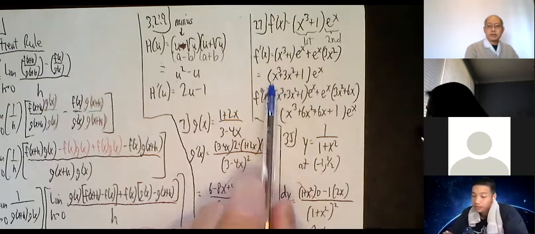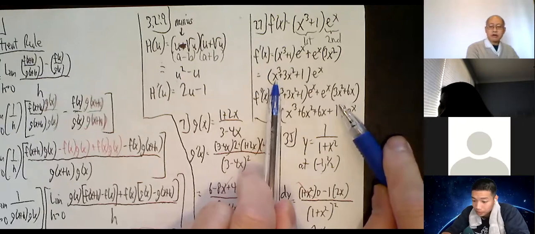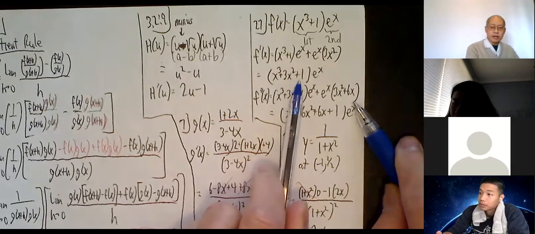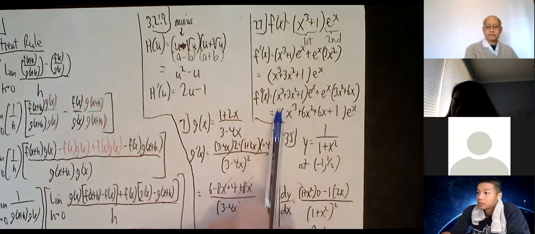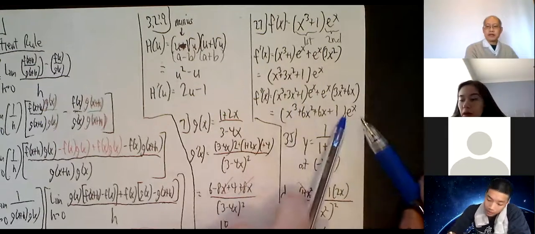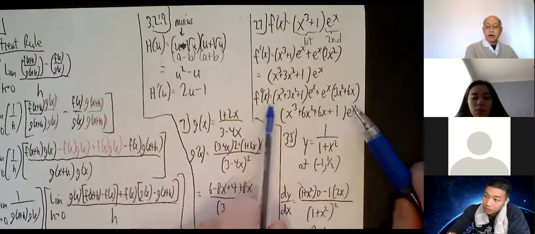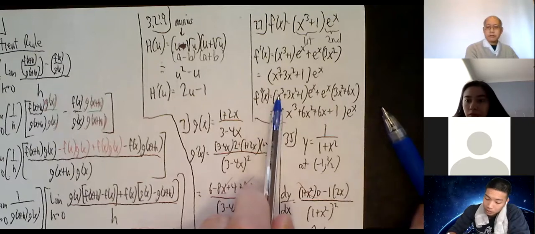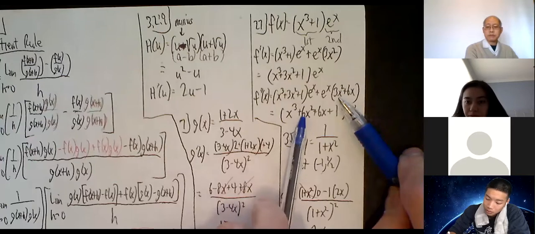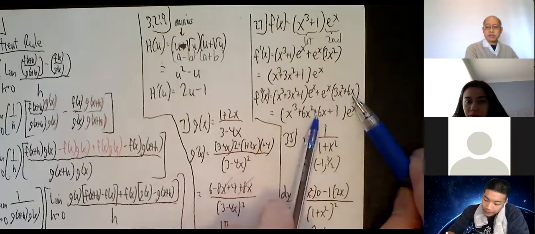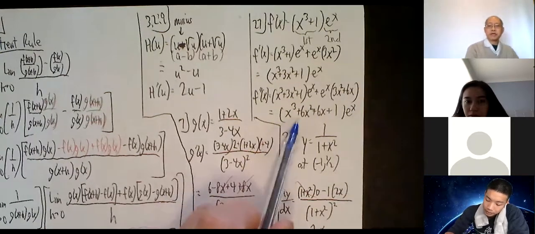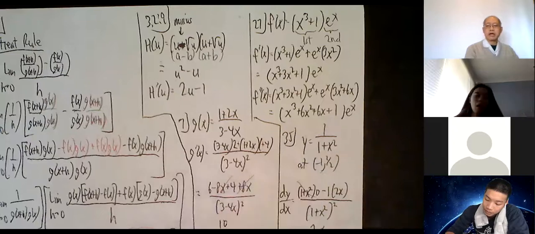So what's the derivative of all this? Derivative of x cubed is 3x squared. Plus the derivative of 3x squared is 6x. Plus the derivative of 1 is 0, so you don't have to write it. And once again, I'll just combine like terms, factor out the e to the x. So I have x cubed, I have 3x squared and another 3x squared, so that's 6x squared. And then if I take a look, I still just have a 6x and a 1. So final answer is (x cubed plus 6x squared plus 6x plus 1) times e to the x.